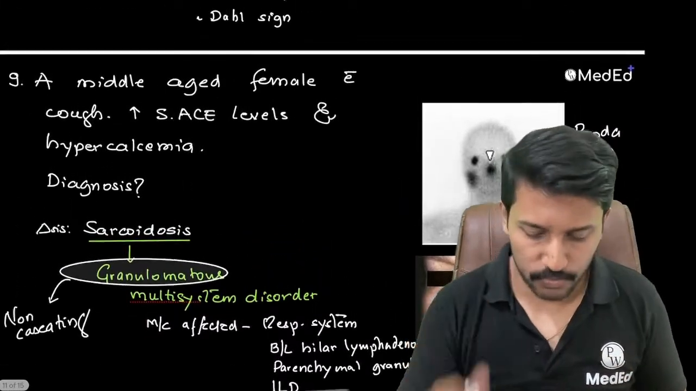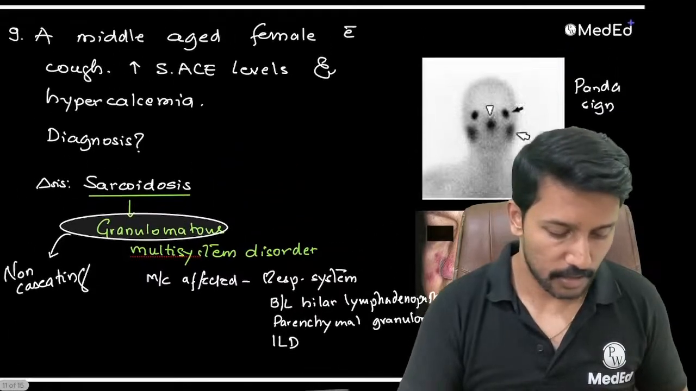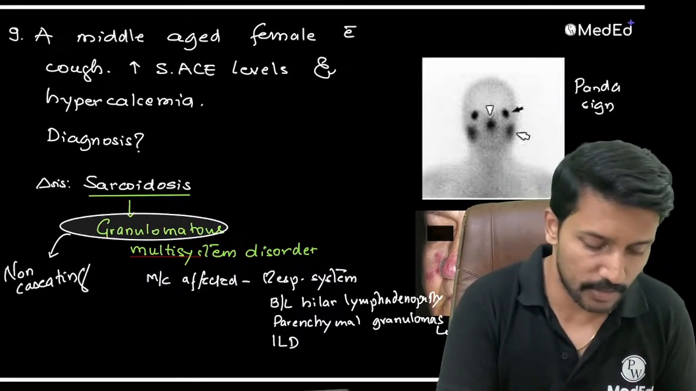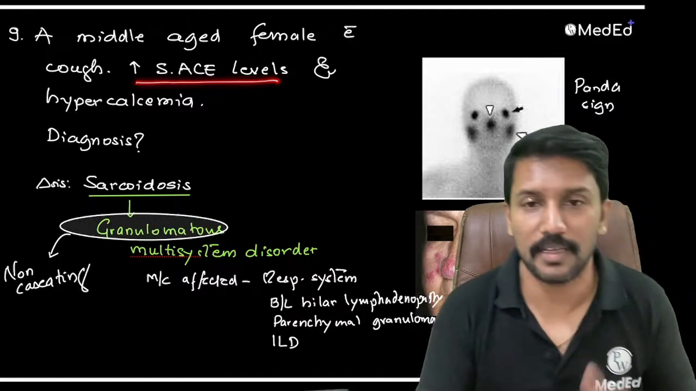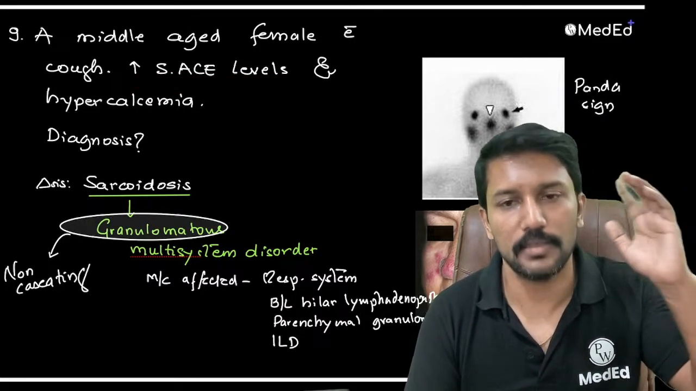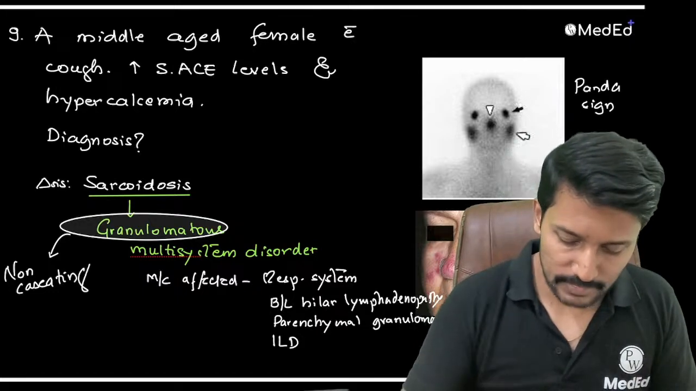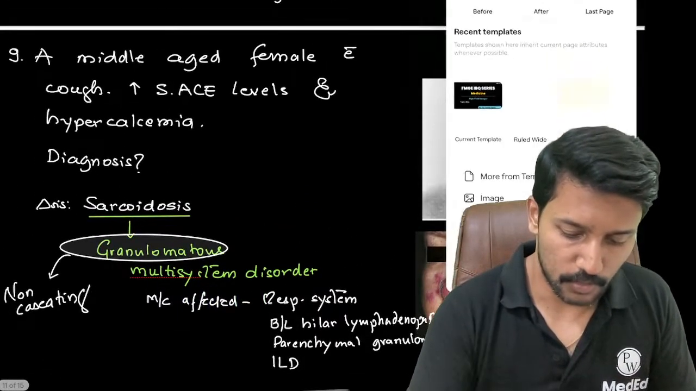Okay, so understood. Diagnosis is clear, the images are clear, but there are two more points to address here. These are actually examiner's clues. Whenever in a question they mention that serum ACE levels are increased, first thing that should come to your mind is examiner is talking about sarcoidosis. Okay. Now, why serum ACE levels are increased in a patient with sarcoidosis?